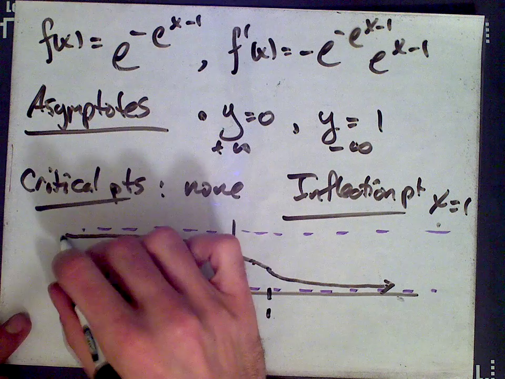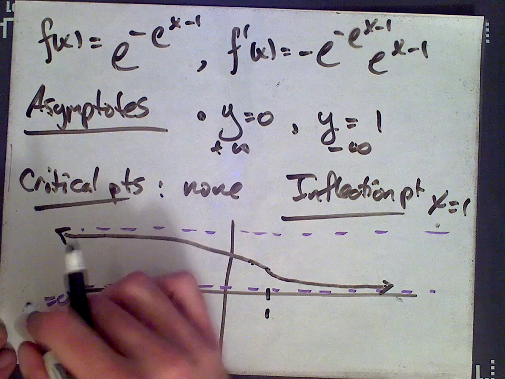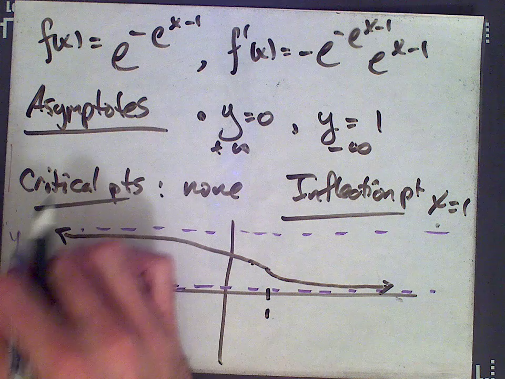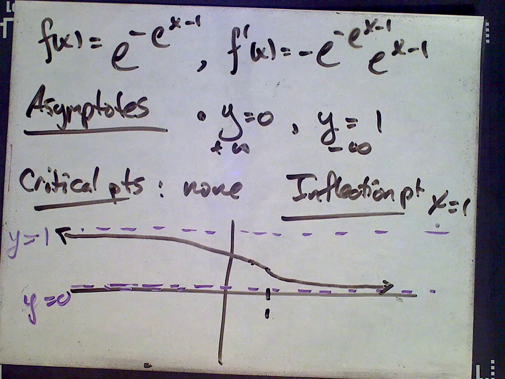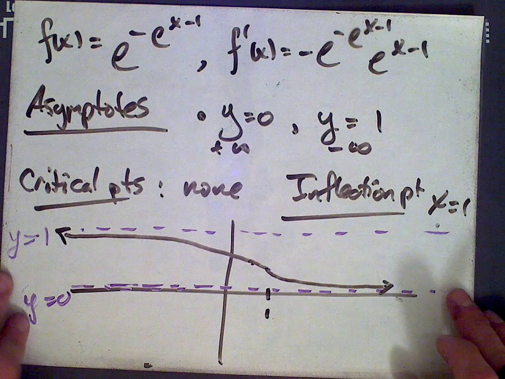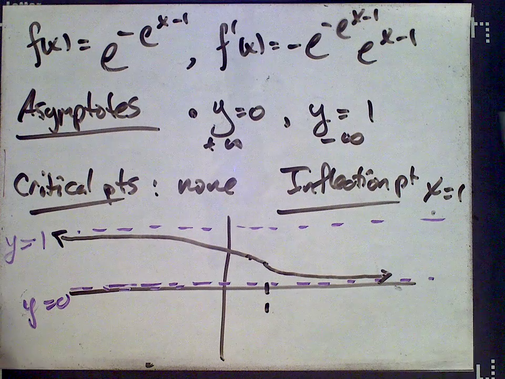So this is the picture of the graph. Here, y equals 0 is one asymptote, and y equals 1 is another asymptote. Okay, and that's the picture. And so that's the solution to question number 8.